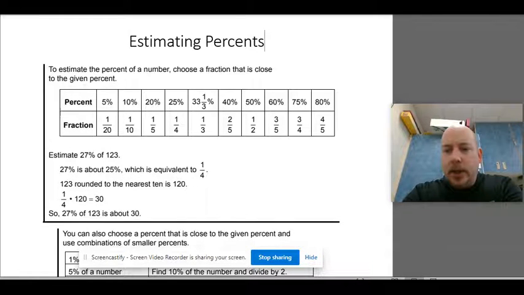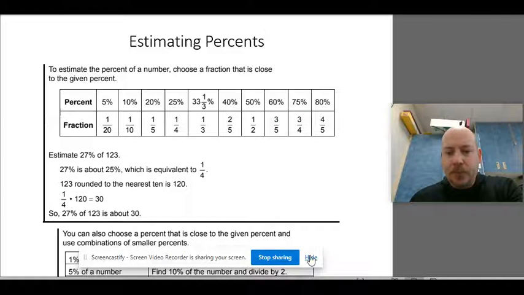All right, so we're gonna take a look at how we can use some percents to make some estimates. When you're out and about in the real world and you're looking at a sale, or trying to figure out tax or a tip, a lot of times you're not going to calculate the exact. You want to be able to mentally get an estimate of what that percent's going to be. So there's a couple strategies you can use.